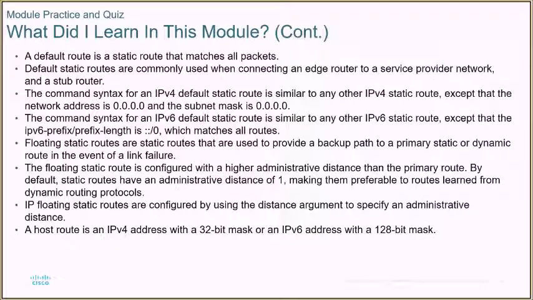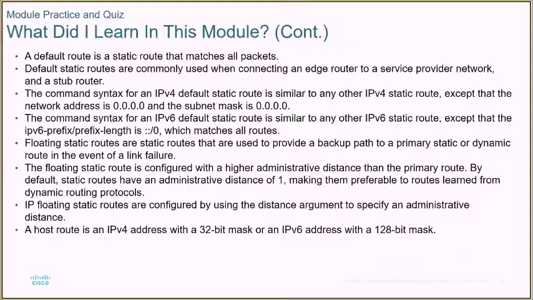A default route is a static route that matches all packets. Default routes are commonly used when connecting an edge router to a service provider network or a stub router. The command syntax for IPv4 and IPv6 are quite similar, and so the destination is 0, the subnet mask is all zeros, and of course then you put in the forwarding information. It's just that we have to do two quad 0s for IPv4, but here we can just do 2 colons, a slash, and a 0.